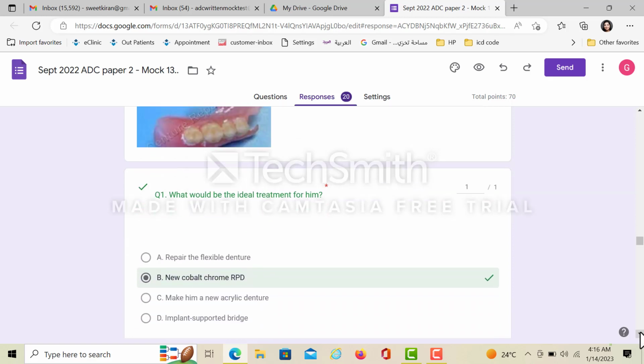You can ask, why not implant? You are a general dentist, you are not going to do implants. You can say the ideal treatment should be an implant, but you don't know the bone condition. And an implant is a very high level treatment, which is an optional treatment. Nobody has ever said that is the ideal treatment. But when you come to RPD, which is the best RPD for the patient, it goes to a cobalt chromium denture.